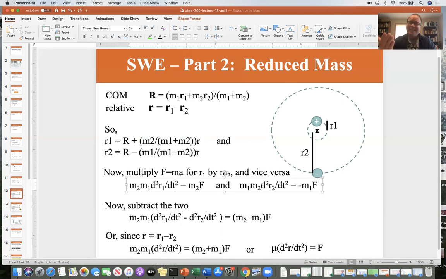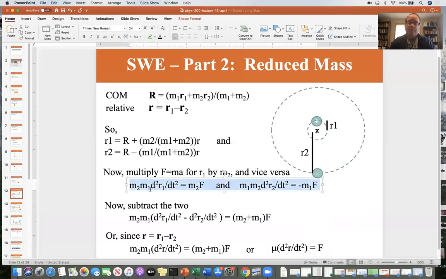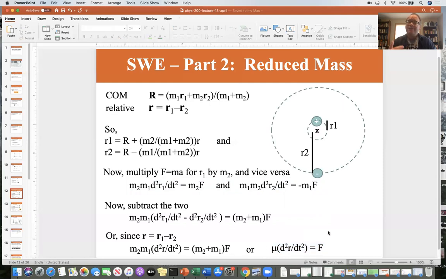So mathematically, what we've done here is we've taken this set of two equations, F equals ma for object 1 and F equals ma for object 2, and we combined them to make F equals a reduced mass times the second derivative of a relative position. In other words, we've reduced a problem with two things I need to worry about to a problem with only one coordinate I need to worry about. And that makes life a lot easier. And that's the mathematical answer.